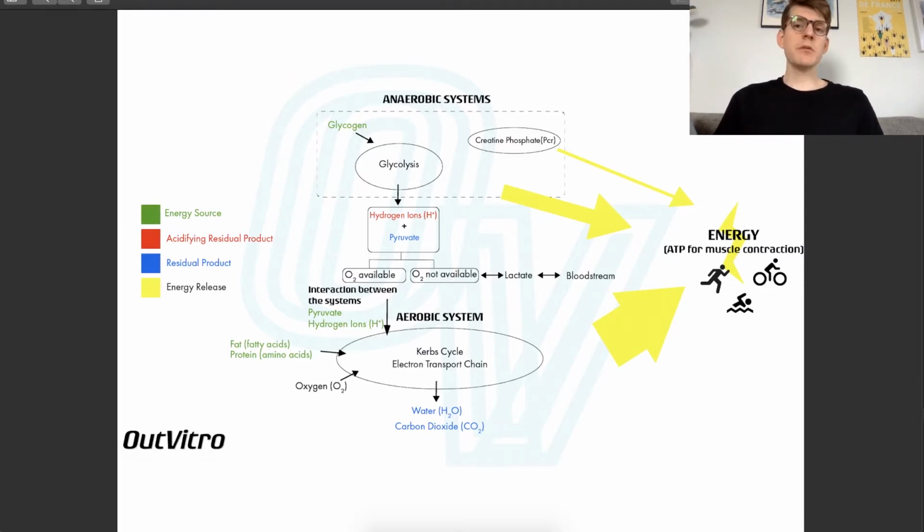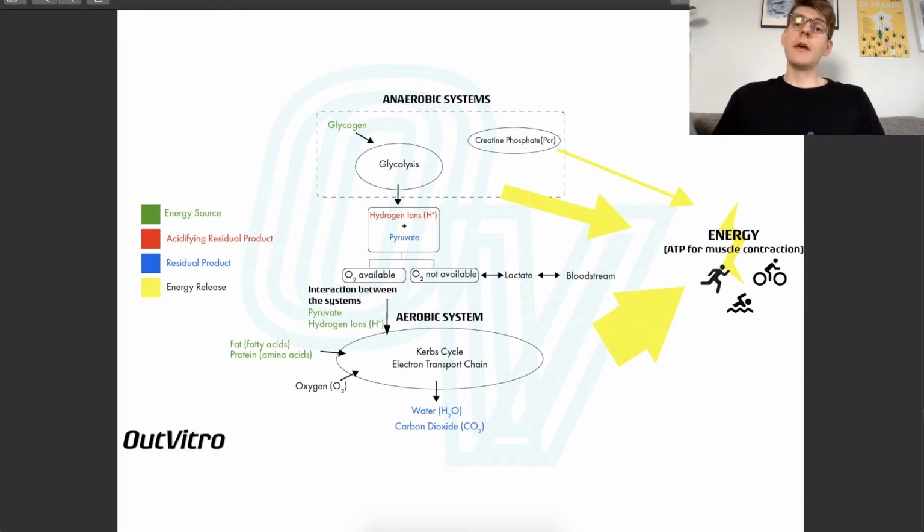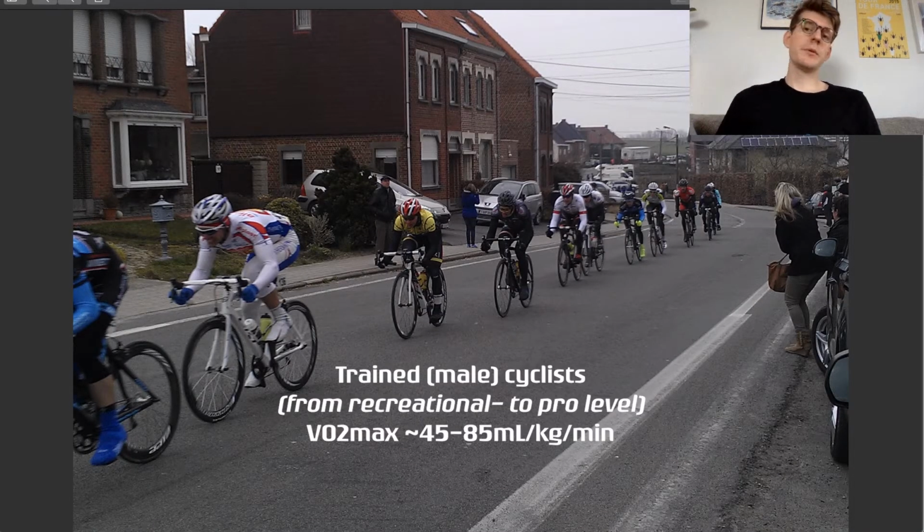The individual achievable genetic limit in a human is observed to be in the range from like 20 to 100 milliliters per kilo per minute, depending on age, sex, health, training status, etc. But also, importantly, which specific activity you did the VO2 max test in, as it depends on how much muscle mass was involved. For example, in trained cyclists, we see numbers mostly between 45 and 85.